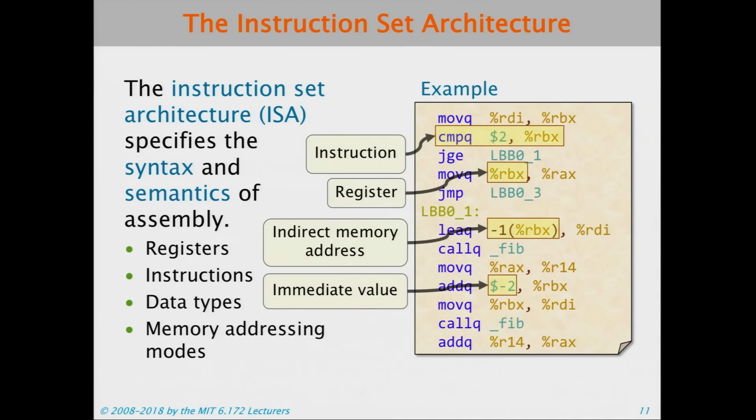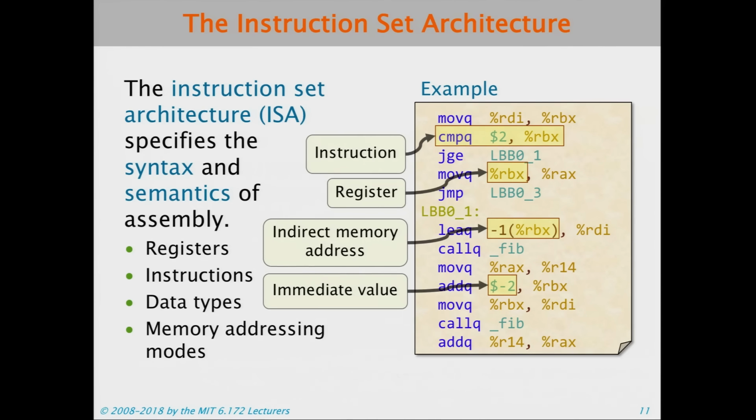Okay, so the ISA talks about the syntax and semantics of assembly. There are 4 important concepts in the instruction set architecture: the notion of registers, the notion of instructions, the data types, and the memory addressing modes. And those are sort of indicated, for example, here. We're going to go through those one by one. So let's start with the registers.